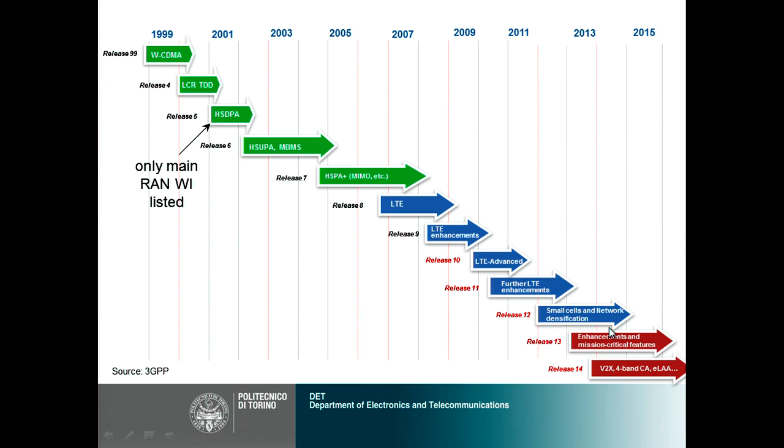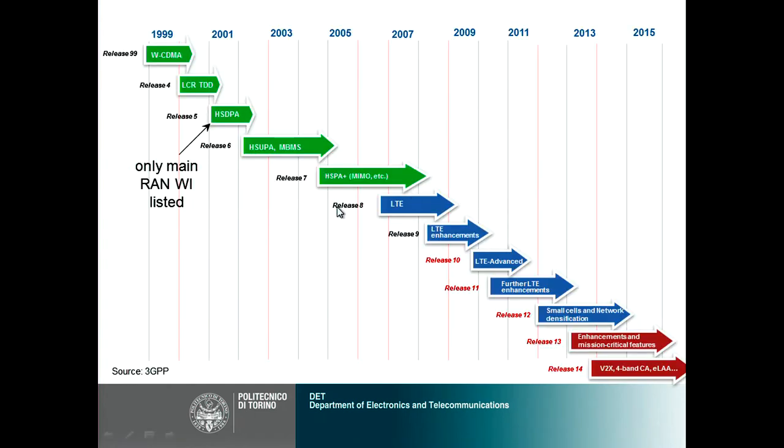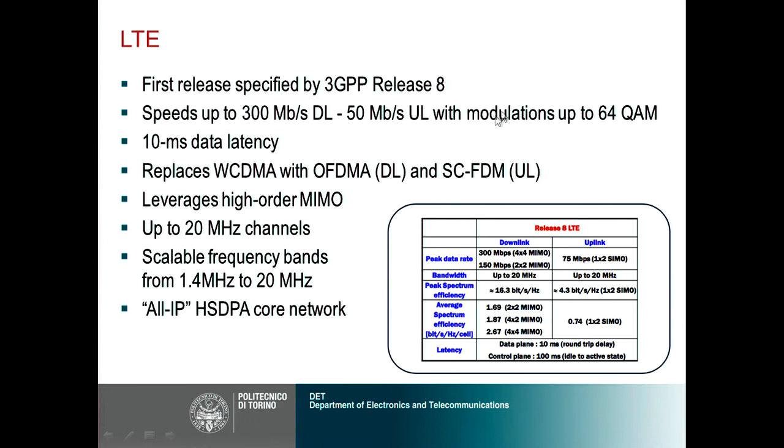So what we are talking about in 4G is how the technology really works. One more thing I want to point out. Release 8 and release 9 are known as basic LTE. Release 10 to release 14 are known as LTE Advanced. In the first release, the speed that 4G promised to achieve was hundreds of megabits per second in downlink and around 50 megabits per second in uplink.